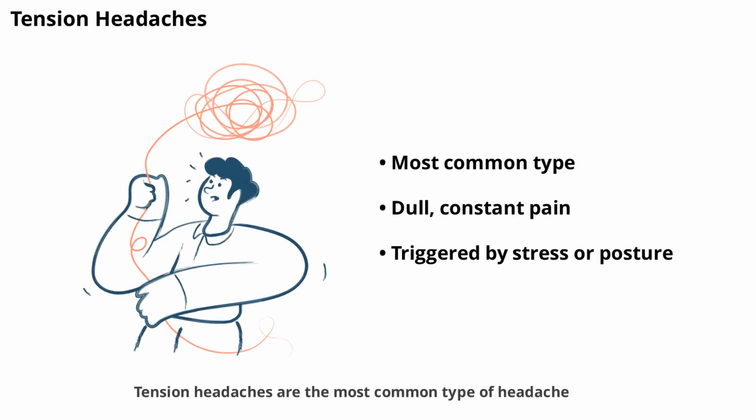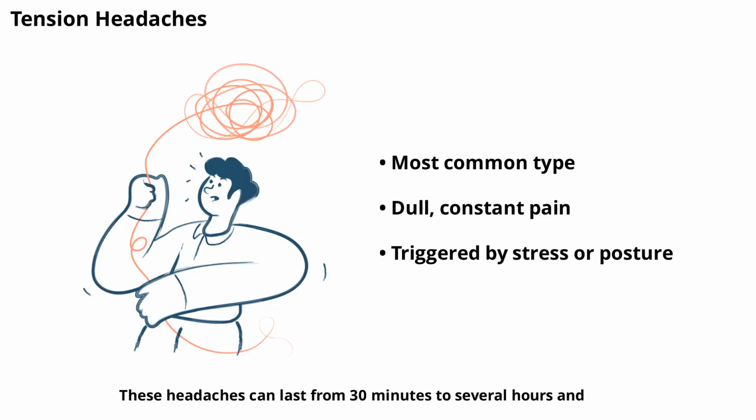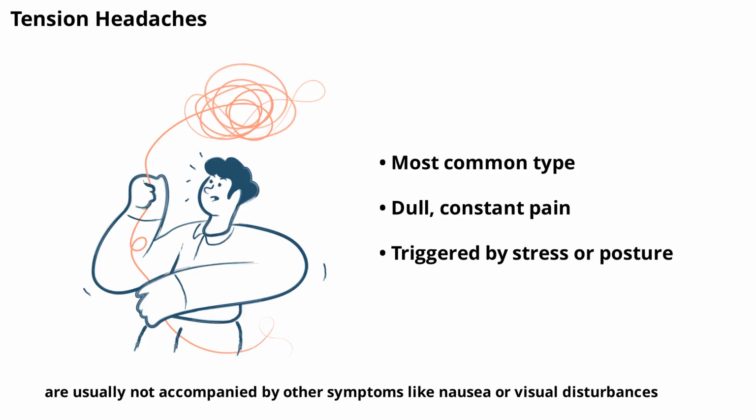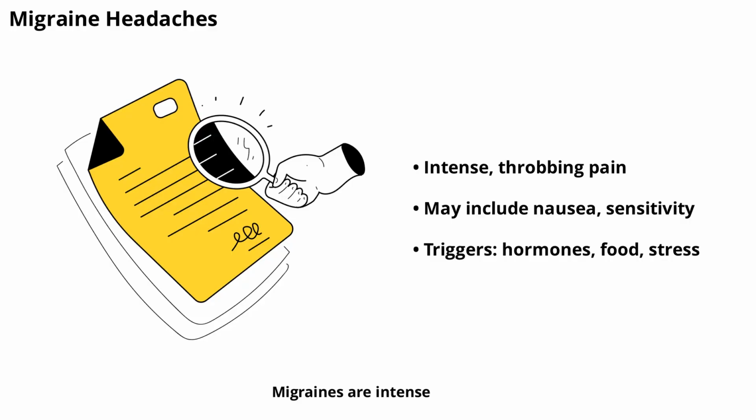Tension headaches are the most common type of headache. They often feel like a constant, dull pain or pressure around the forehead or the back of the head and neck. Stress, anxiety, poor posture, and muscle strain are typical triggers. These headaches can last from 30 minutes to several hours and are usually not accompanied by other symptoms like nausea or visual disturbances. Migraines are intense, throbbing headaches that can last for hours or even days.